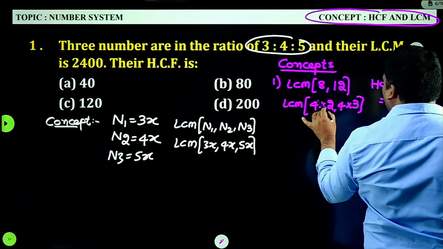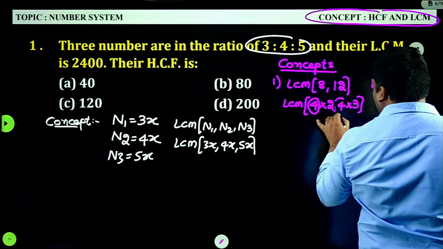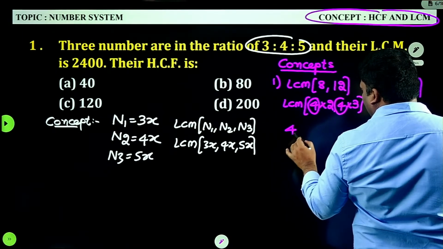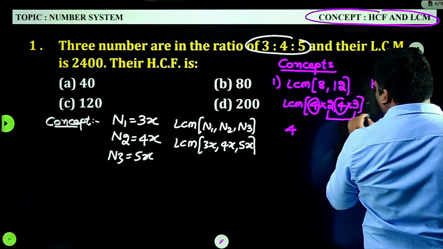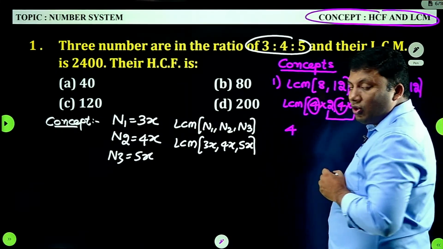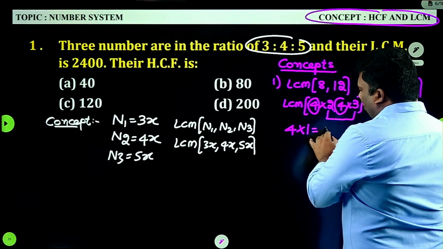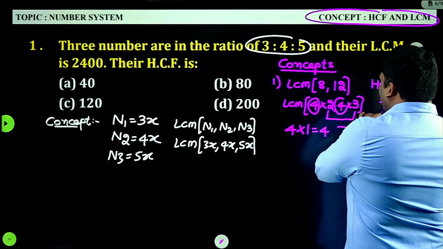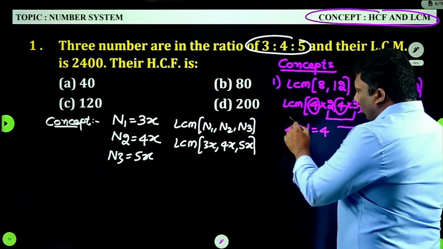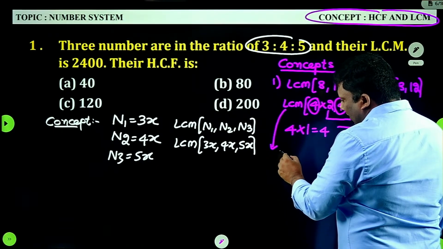What is common in both of them? Here 4 is there, here 4 is there. Is there any value that is common in 2 and 3? There is no value common. So it is 4 into 1. 4 is the HCF. Now how to find out the LCM?